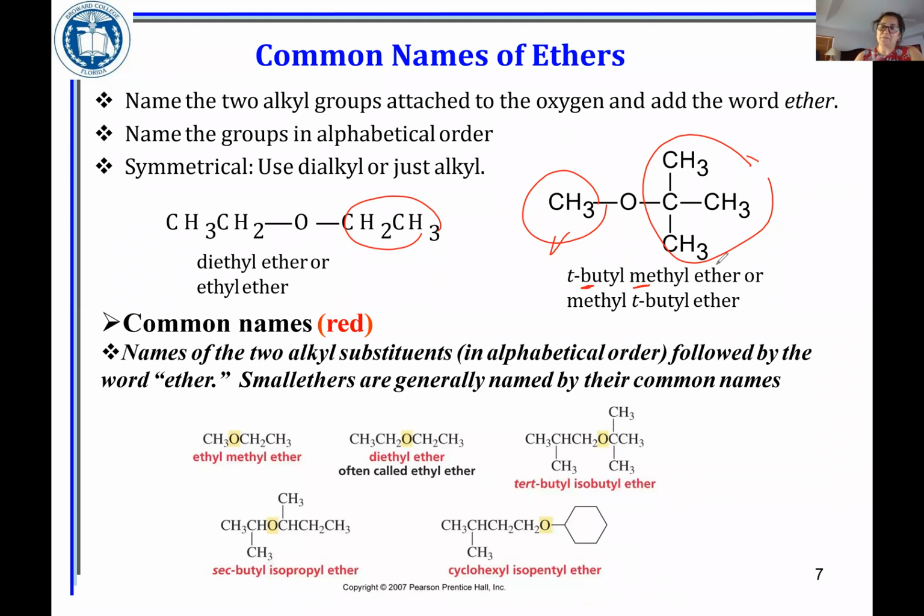For the IUPAC name, you always go with alphabetical order, but for the common name, you could go with complexity as well. If the groups are not the same, so you have an ethyl group and a methyl group, you just say ethyl methyl ether. That's for the common name. Any questions about the common name?